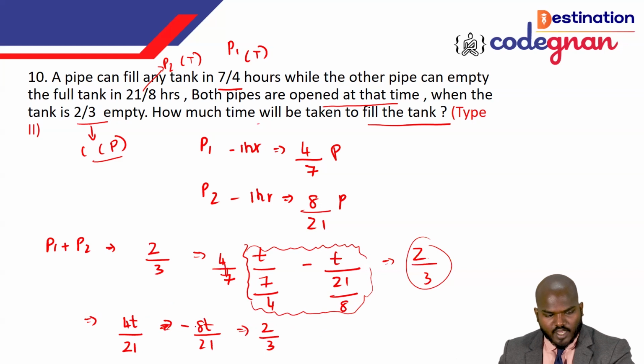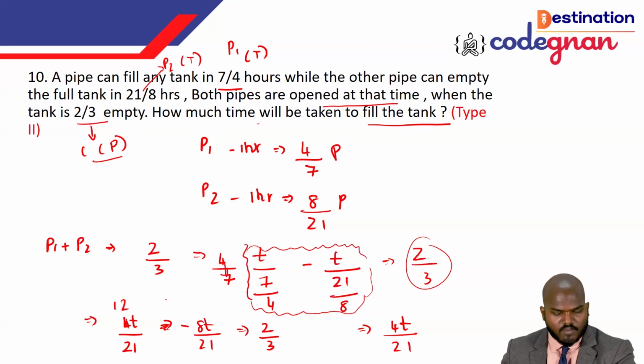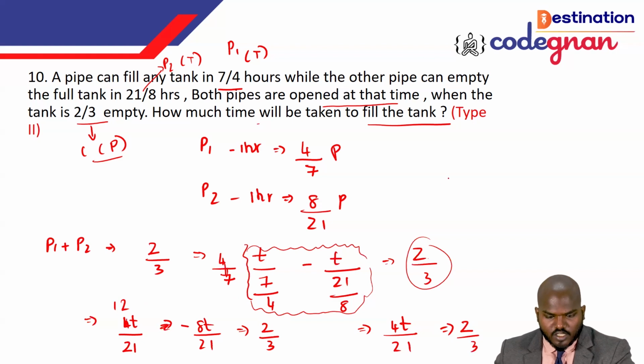If you resolve this one, guys, it will give you the value again, that is 4t by 21 only. Here it is 12, it will come because I'm writing it wrong. So 4t by 21 equals 2 by 3 we will get here. If you resolve this with respect to finding the value of t, you can get that t is equal to 7 by 2.